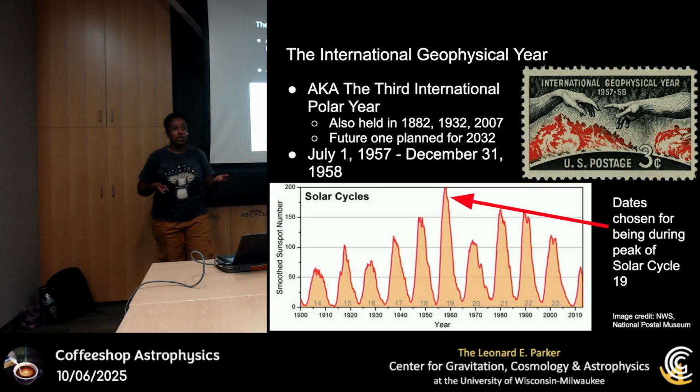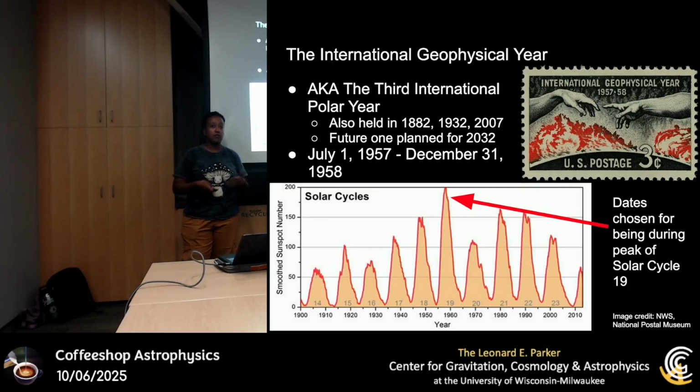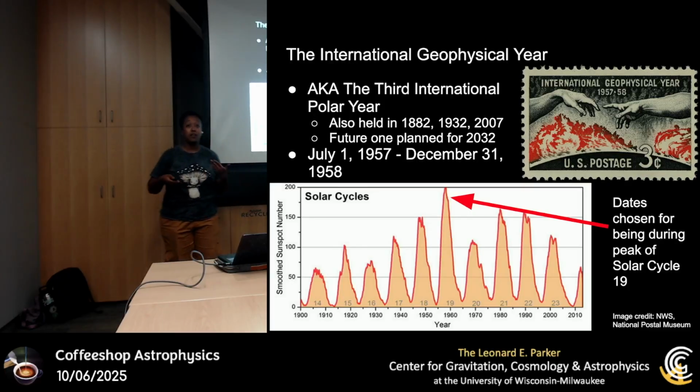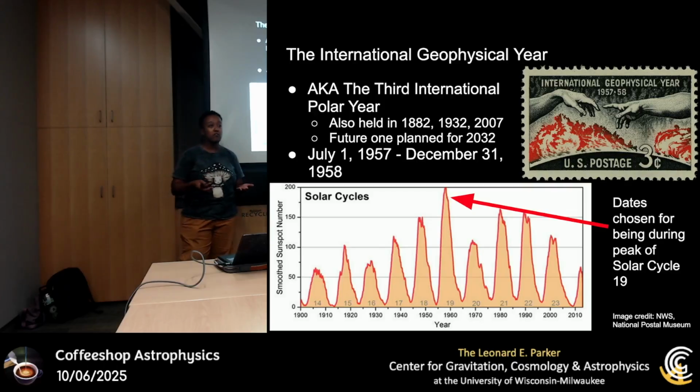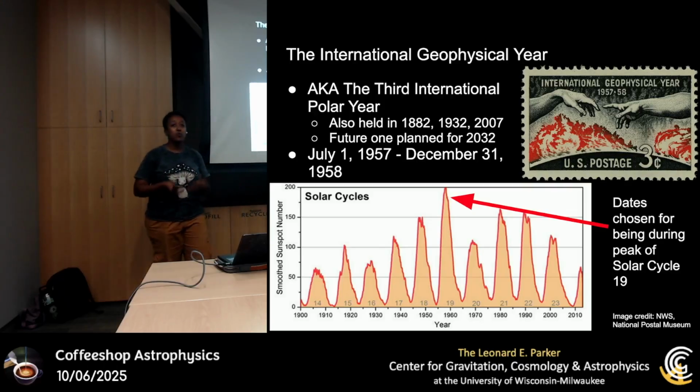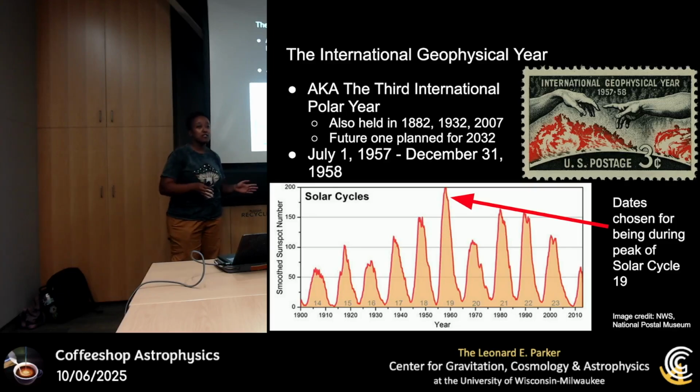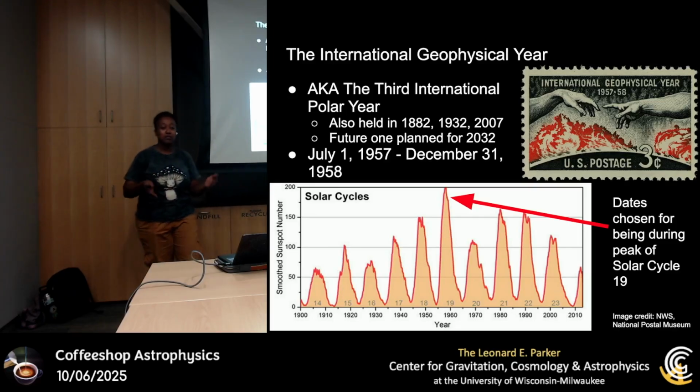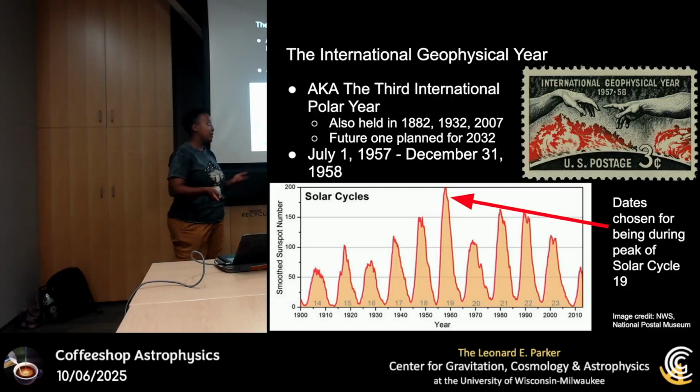The reason that they wanted it to be during the peak period of a solar cycle is because they thought there would be a lot more interesting science that they could get out of by studying the solar wind. We now know that it's actually not a great idea to send up satellites when there's peak solar activity because it can interfere with our ability to communicate with them. But we didn't know that at the time.